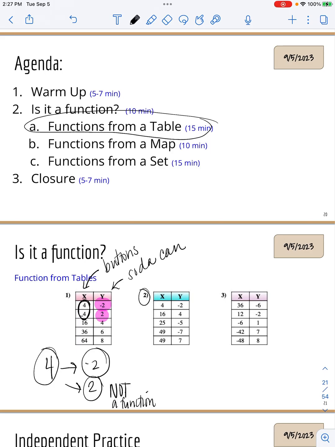Again, I'm gonna look at any repetitions on my X value. So 4, 16, 25, 49, and 49. So I see repetition there. And we have -7 and 7. So again, when I press 49, I can either get -7 or 7. Because I have 2 different things for the output, and again, this is the output, that means this is not a function.